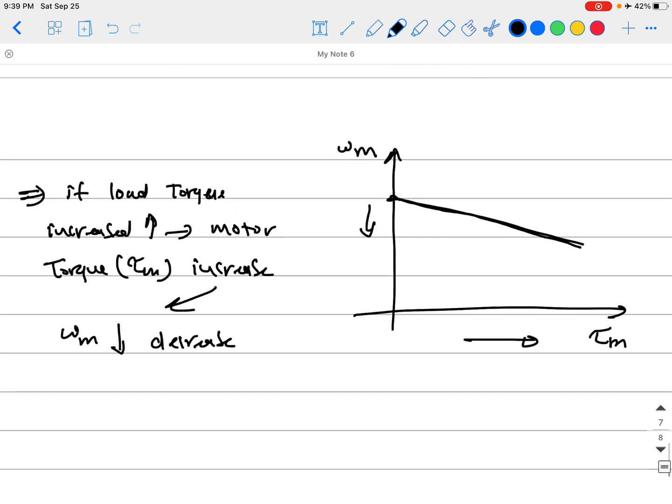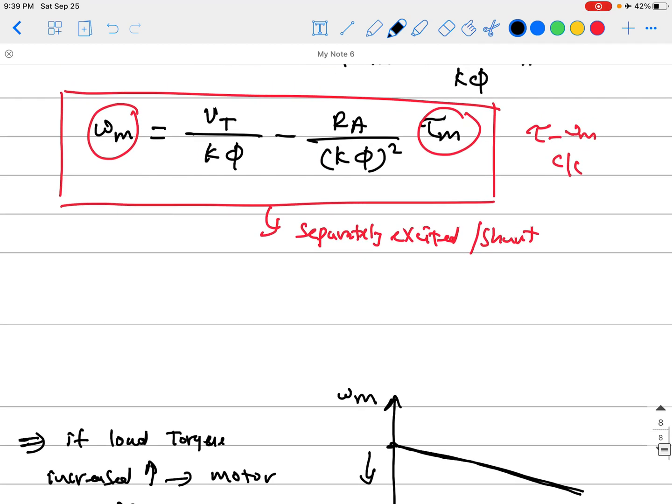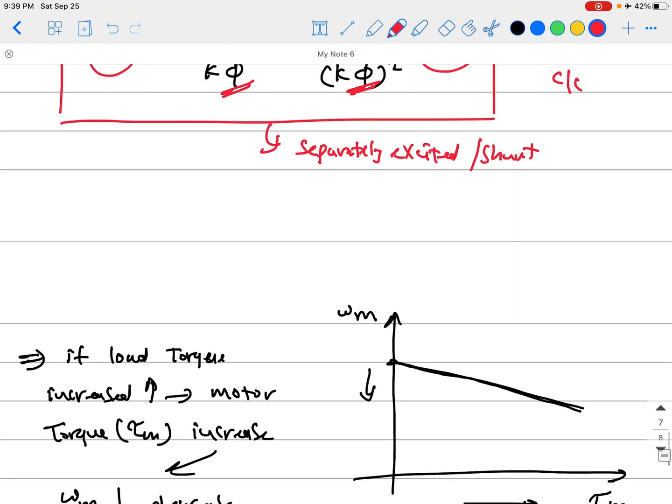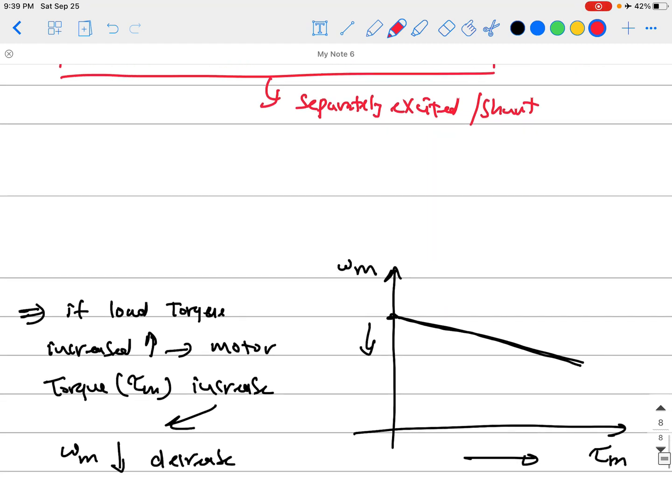But we don't have any control over these characteristics. We have control if we control the flux, because the flux here is a part of the equation. If we keep the flux constant, the characteristic will look like this. But what if we try to control the flux?